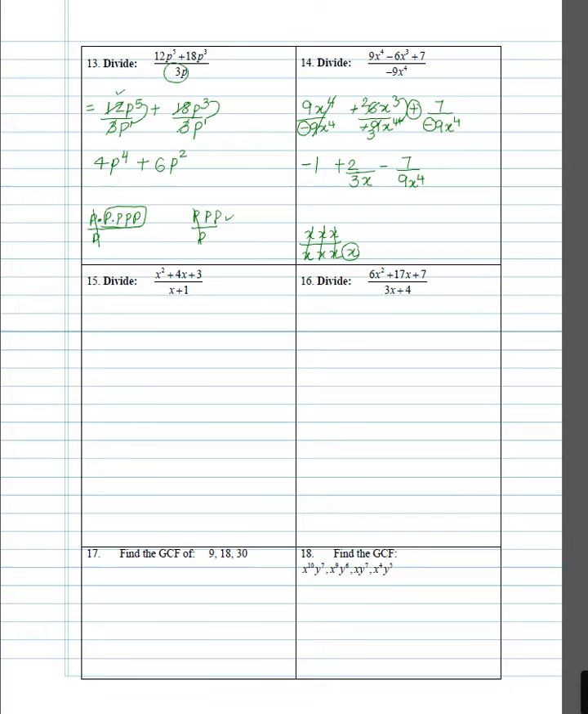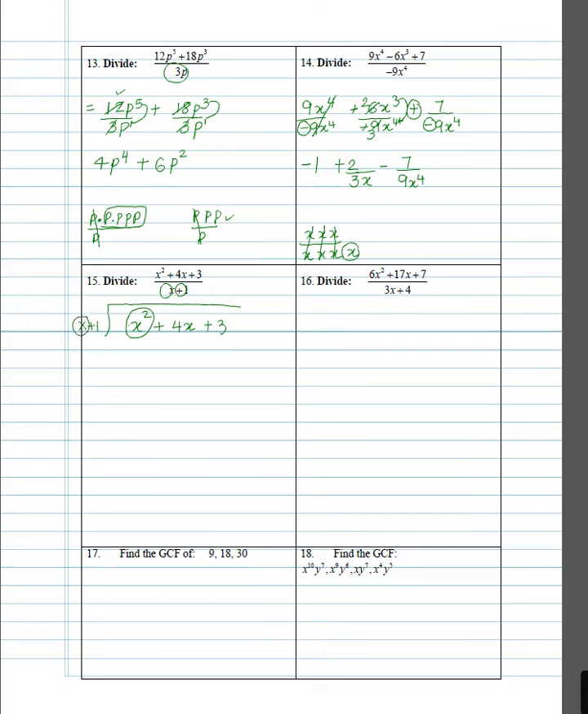Moving on to problem 15, divide. They're asking us to divide. This one, we have two terms, x and plus 1. So we're going to use the long division. x squared plus 4x plus 3 divided by x plus 1. When I'm doing long division, I always circle my first terms.